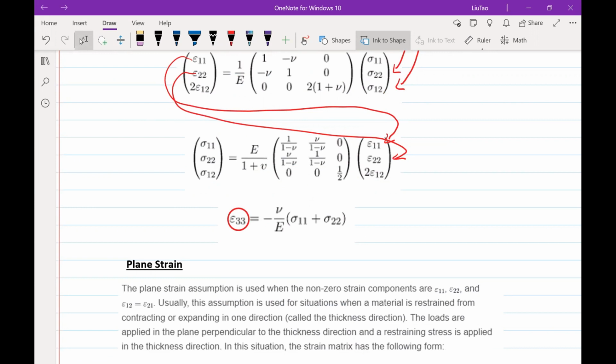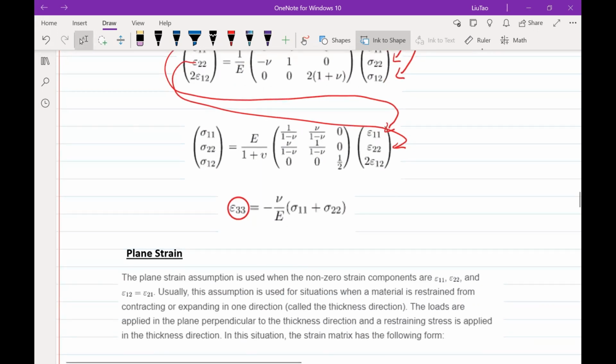Plane stress can be used for problems where one dimension is relatively small compared to the other directions, for example, a beam or the teeth of a gear.